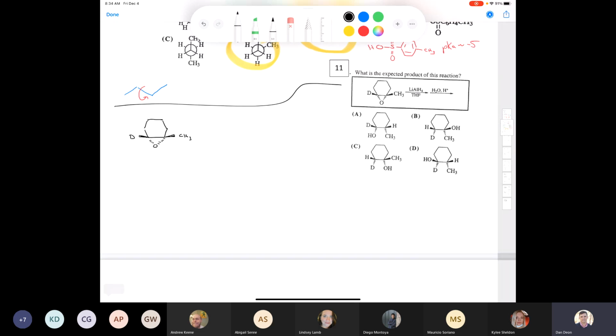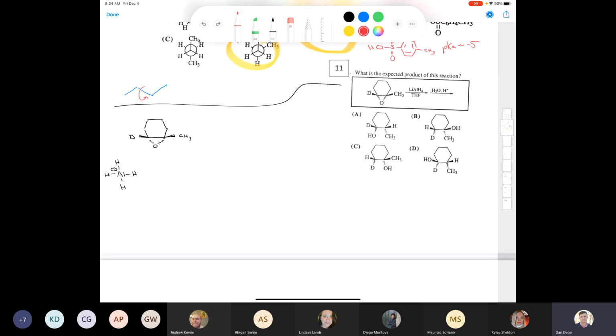So now we've got lithium aluminum hydride. Draw the structure of the aluminum hydride ion, like that. And that's going to deliver a hydrogen. Well, I've got two places where I can add the hydride, right? These two carbons that I have highlighted in red. But which one is it going to attack? Well, it's going to go for the least hindered one, right? Because I have an oxirane, or an epoxide.